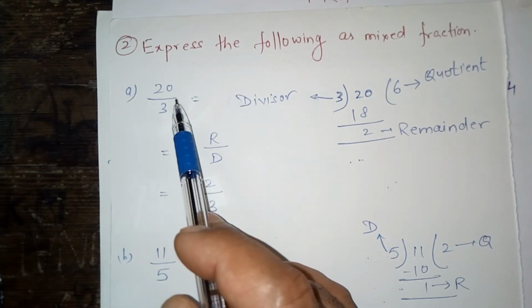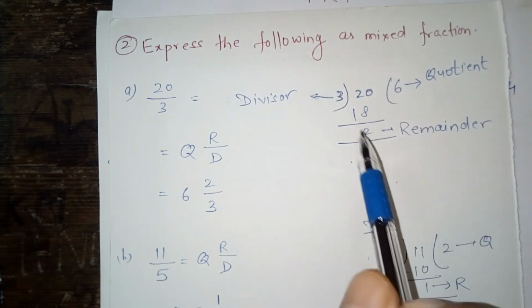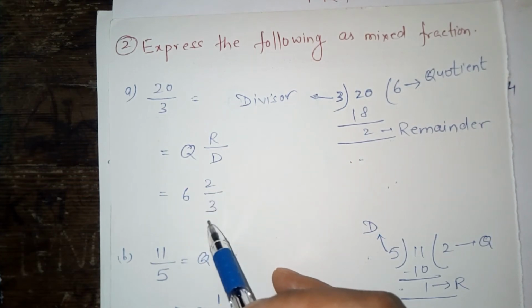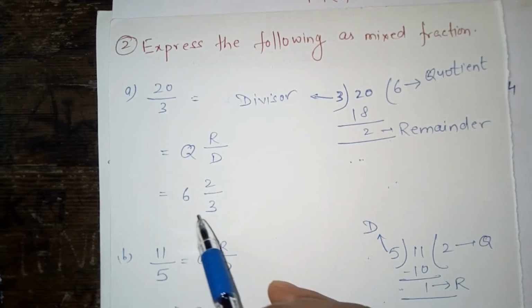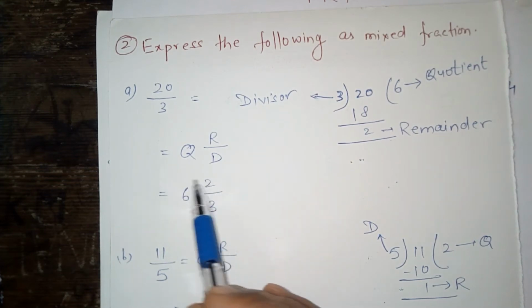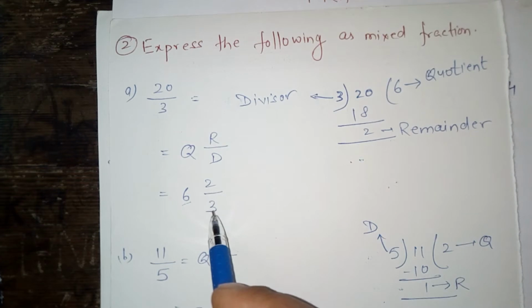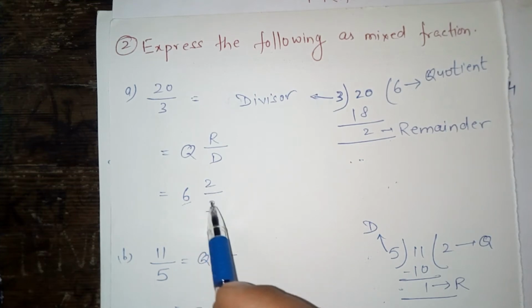This improper fraction, when we convert it to a mixed fraction after the division procedure, we will get 6 2 upon 3. This is the mixed fraction. Why are we saying this is the mixed fraction? Because it is the combination of two types of numbers. First is 6, which is a whole number, and 2 upon 3 is the proper fraction. So a mixed fraction is the combination of a whole number and a proper fraction.